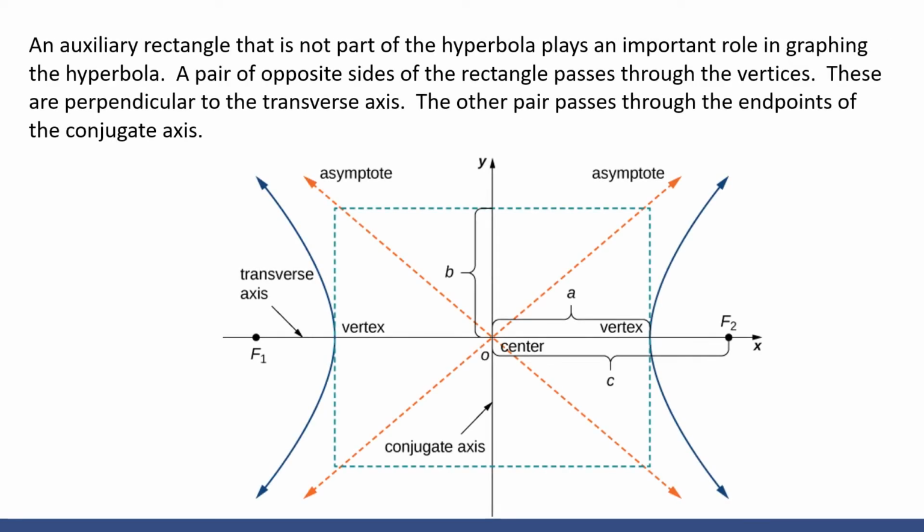An auxiliary rectangle that is not part of the hyperbola plays an important role in graphing the hyperbola. As you can see, eto siya, yung broken rectangle na to. Ito. Okay? So this rectangle plays an important role in graphing a hyperbola. A pair of opposite sides of the rectangle passes through the vertices. Isa, dalawa. These are perpendicular to the transverse axis. The other pair passes through the endpoints of the conjugate axis. So in this case, eto naman siya.